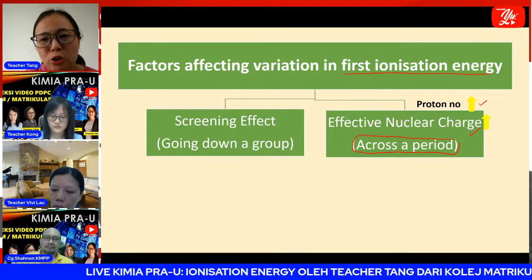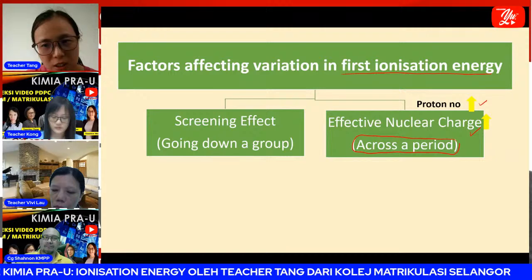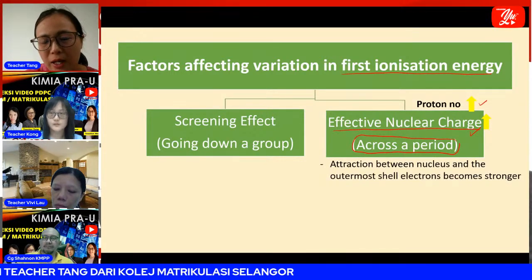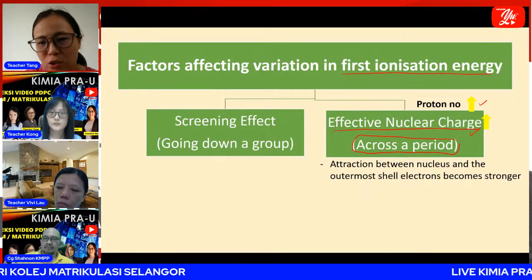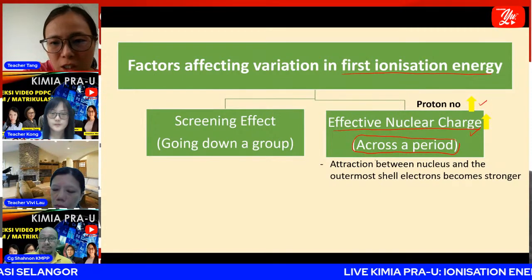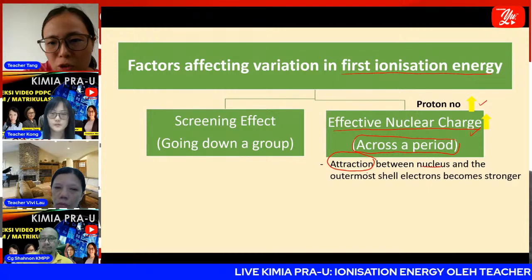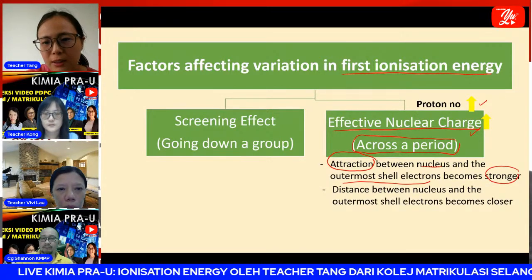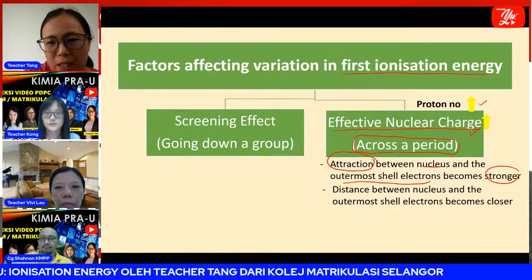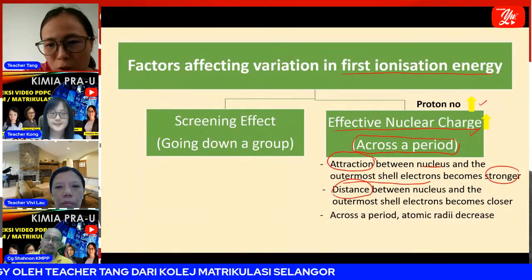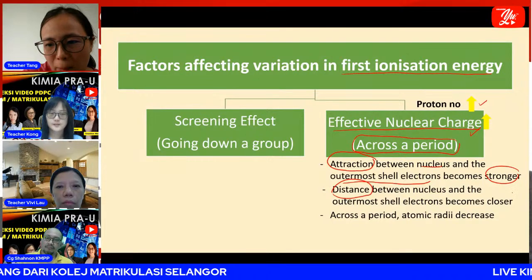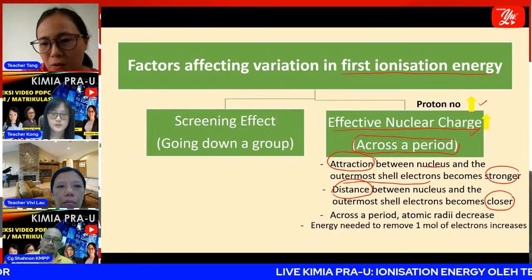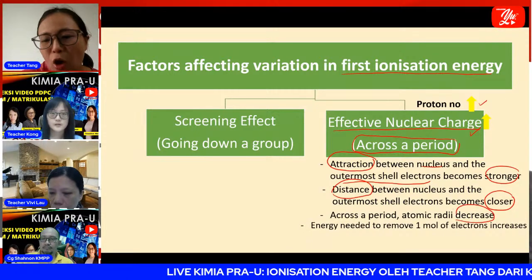So, but then the shielding effect remains constant. This will cause the effective nuclear charge to increase. Okay, and when effective nuclear charge increases, it means that now the attraction of the nucleus on the outermost shell's electrons becomes stronger. When the attraction of the nucleus on the outermost shell's electrons becomes stronger, the distance between the nucleus and the outermost shell's electrons becomes closer, and this causes elements across a period to have a decrease in atomic radii.